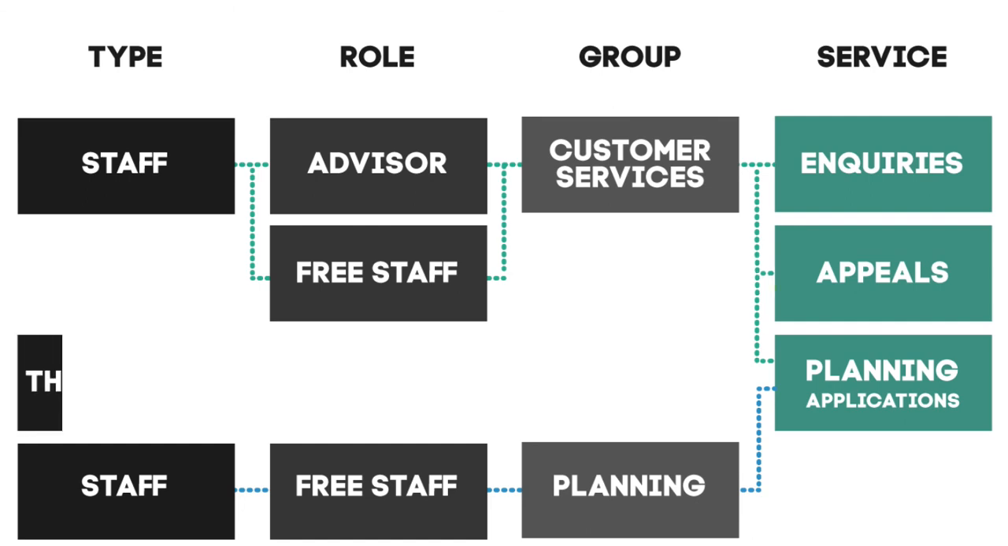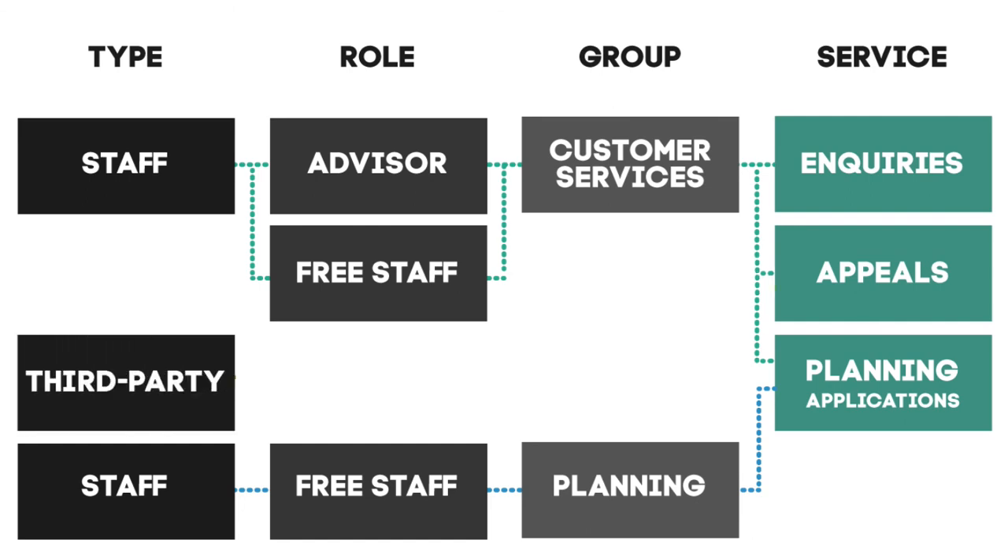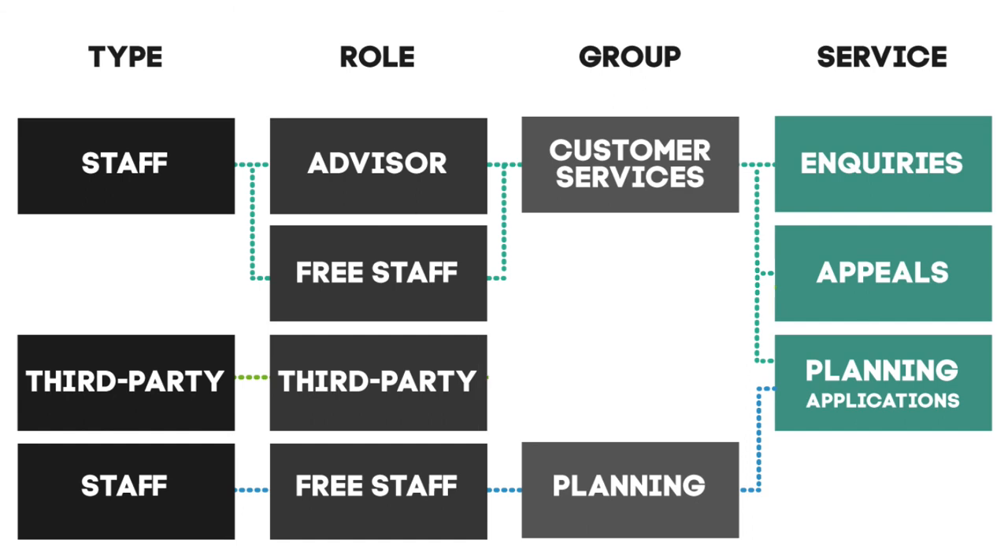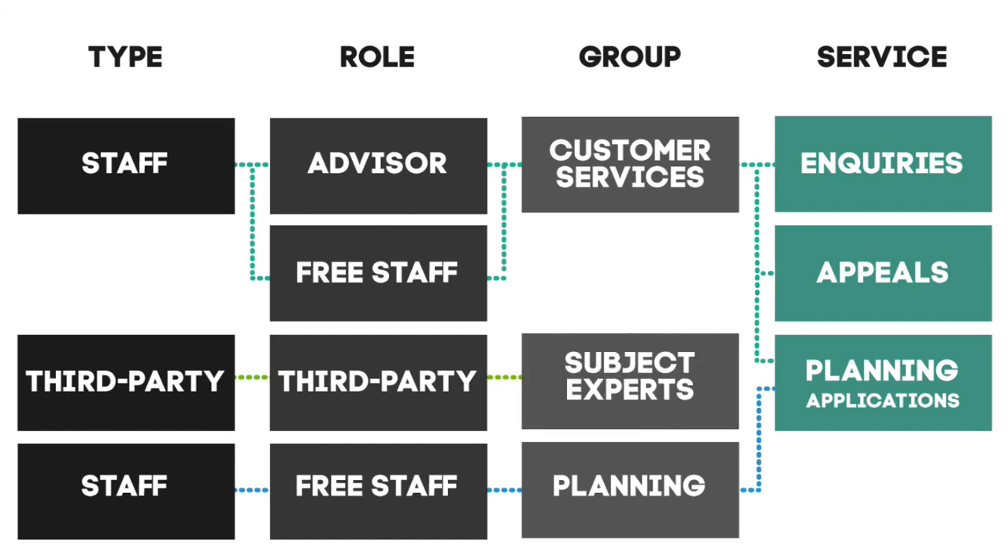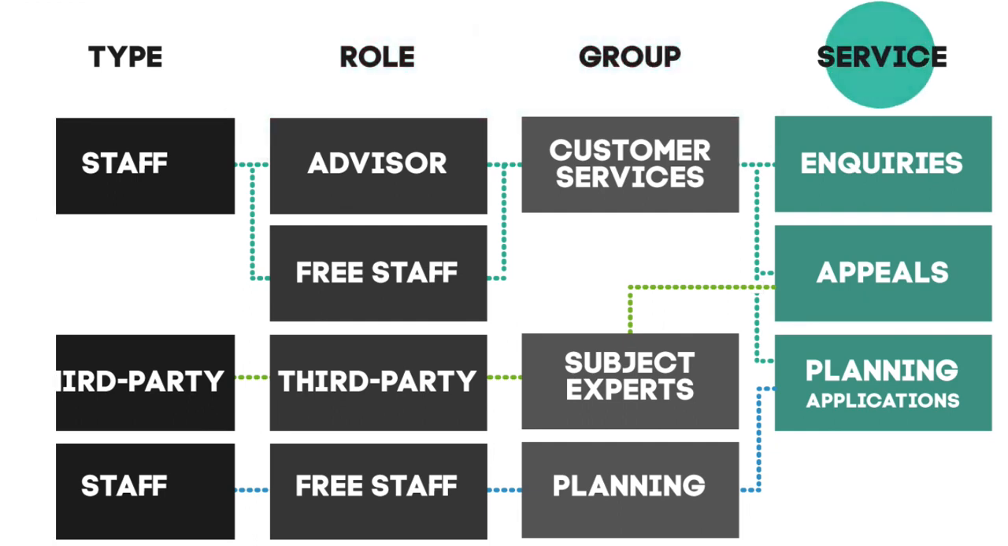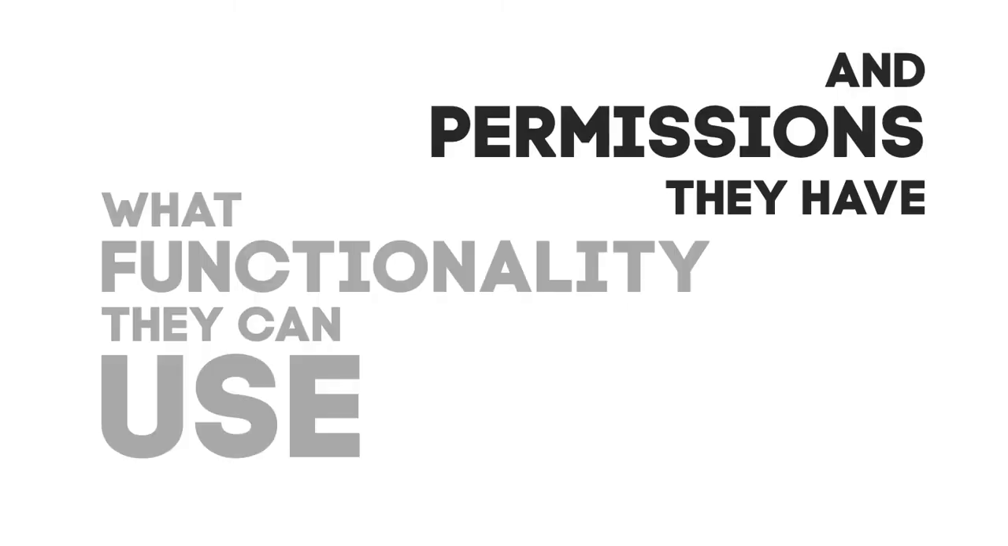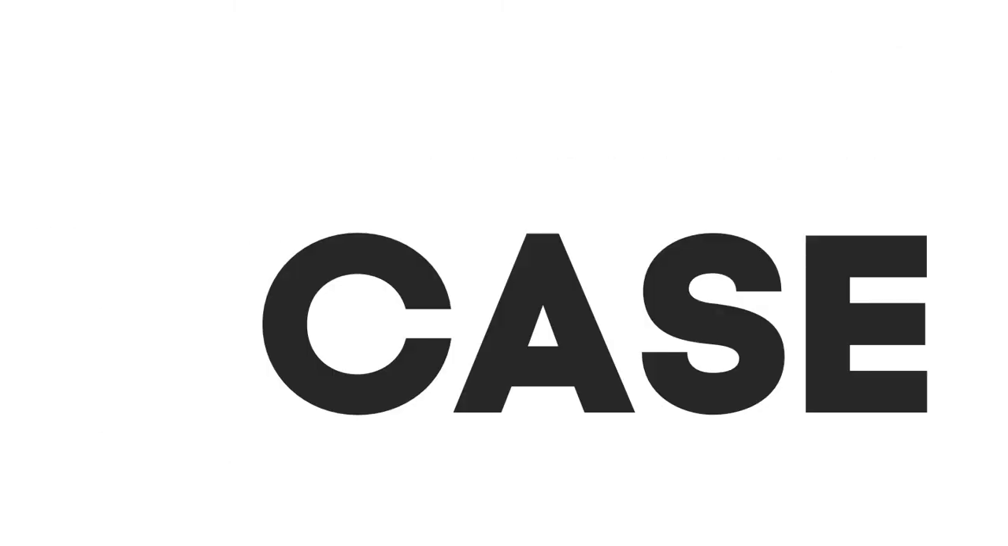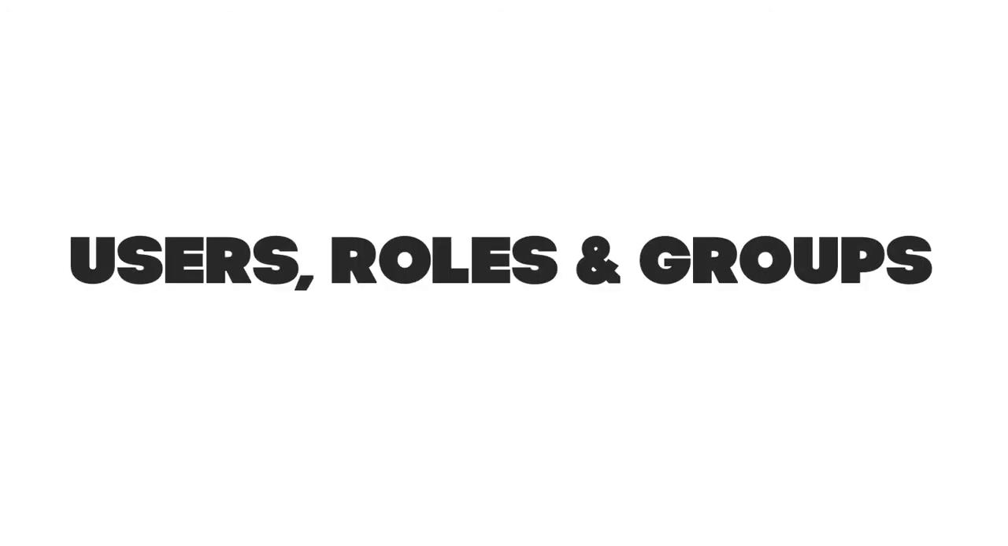Next, let's include a third-party role. This is a different type, a different role, and is in a different group, so we can specify what they can see and do. So in this scenario, they can only see cases within the appeals service area. So it's the combination of the type, the role, and the group that specifies what service users can see, plus what functionality they can use and permissions they have within a case. Users, roles, and groups within CONTINUUM CXM.